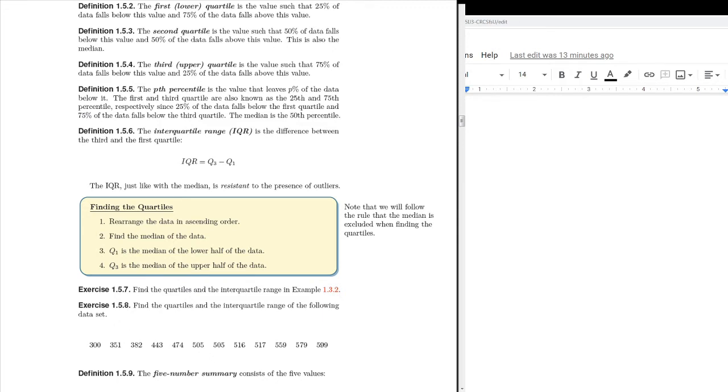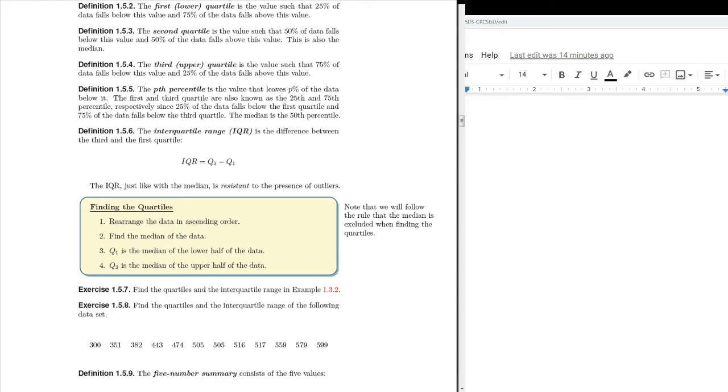The second quartile is the value such that 50% of data falls below this value, and 50% of data falls above this value. And this is really just another name for the median. The third quartile is the value such that 75% of data will fall below this value, and the remaining 25% of data will fall above this value.